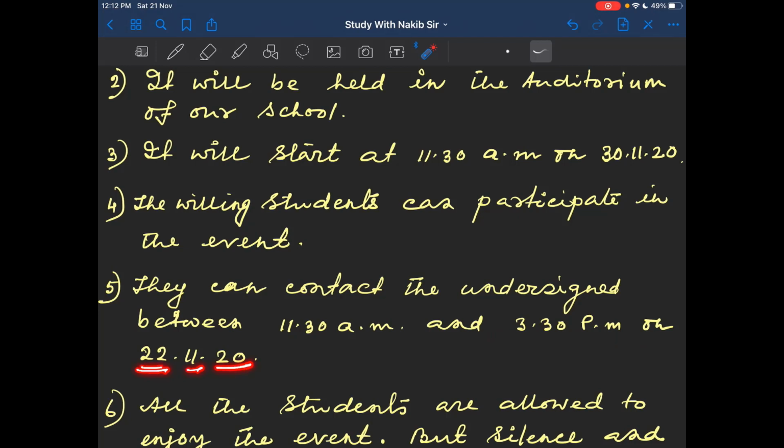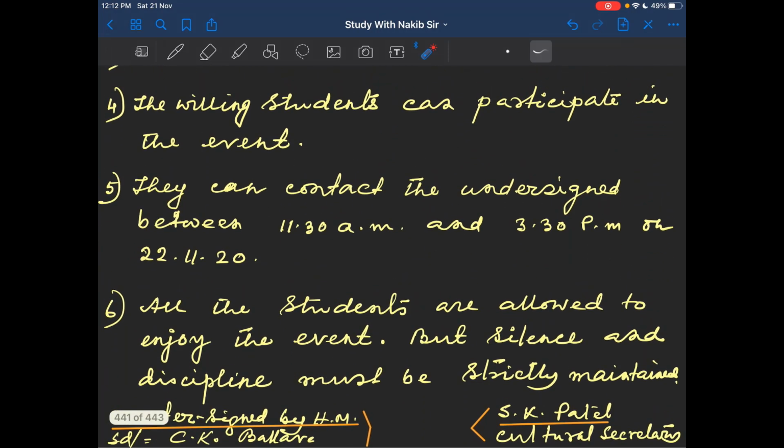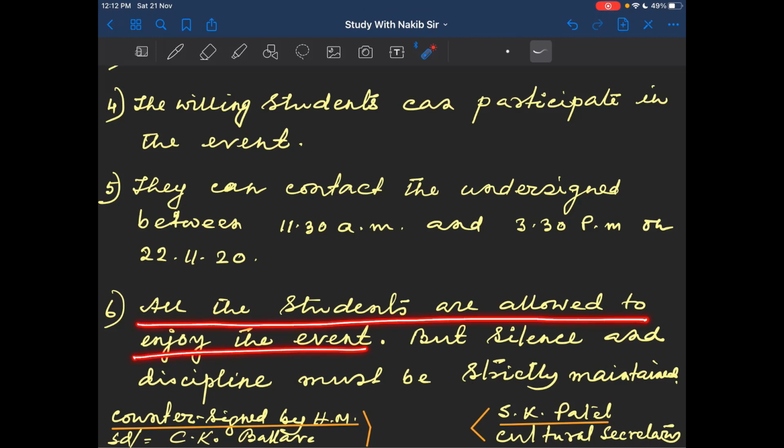On 22nd November 2020, and for this you will get 1 more mark. So up to this you have got 5 marks, and for the remaining 1 mark you have to write this one for the last point. All the students are allowed to enjoy the event. Slight introduction or conclusion. It is the part of the conclusion.